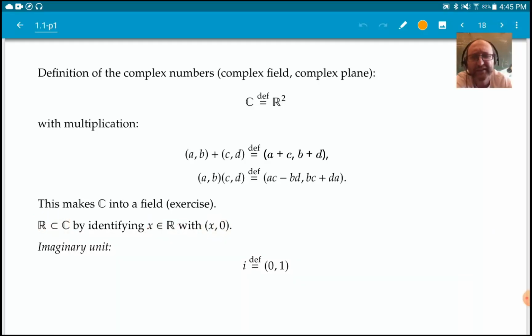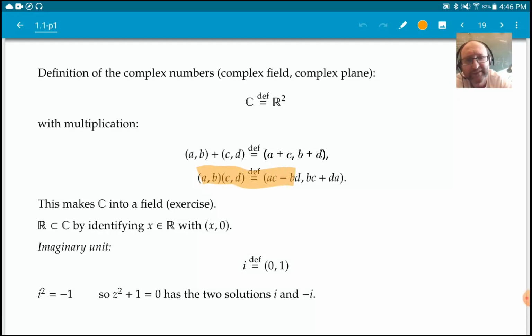We get the imaginary unit i, which is just (0, 1). Now, this i has this magical property that if you plug it into this definition and square it, so multiply i with itself, you get -1. So now I can solve this polynomial. There are two solutions, i and -i.